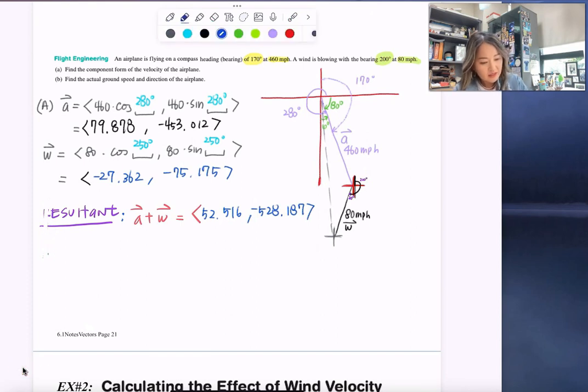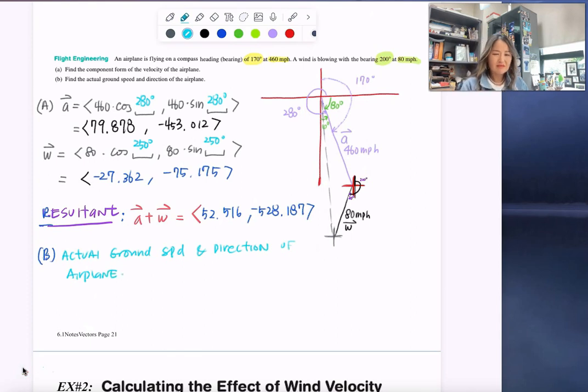Okay, sorry, resultant, okay? Now we're going to go to B, and part B asks for, find the actual ground speed and direction of the plane. Find the actual ground speed and direction of the plane. Now, what does that mean? It's actually so much easier than you think. Actual ground speed and direction of airplane.